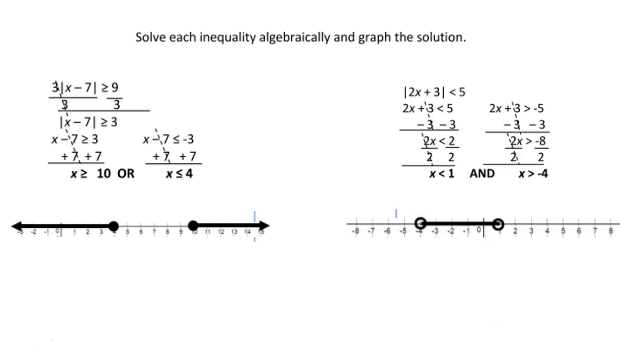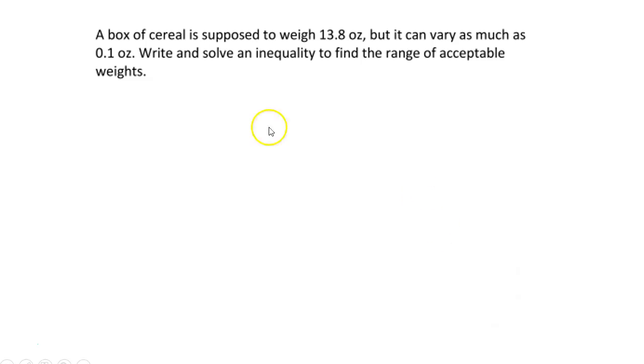Let's do one real world example here to wrap this up. A box of cereal. I did the box of cereal example because I like cereal. So a box of cereal is supposed to weigh, one particular, 13.8 ounces. Probably just made up. I don't know if that's real or not. But it can vary as much as 0.1 ounces or 1/10 of an ounce. Because when you're filling up the cereal boxes, you might have a little bit more or less. The weight isn't precise every time.